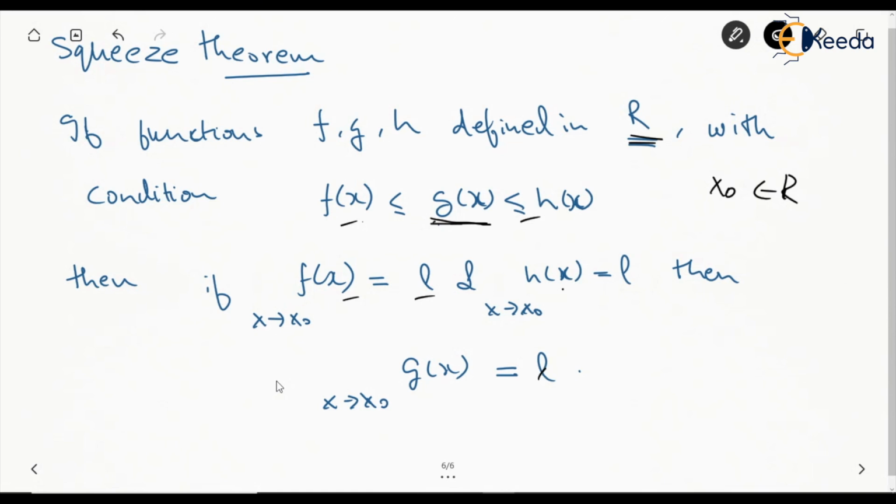Also, if this is having a limit of a, and this is having a limit of b, then the limit of g of x should lie between a and b, because for all the condition g of x is lying between f and h, right? So these are some of the properties and theorems which we may come across in questions of limits.